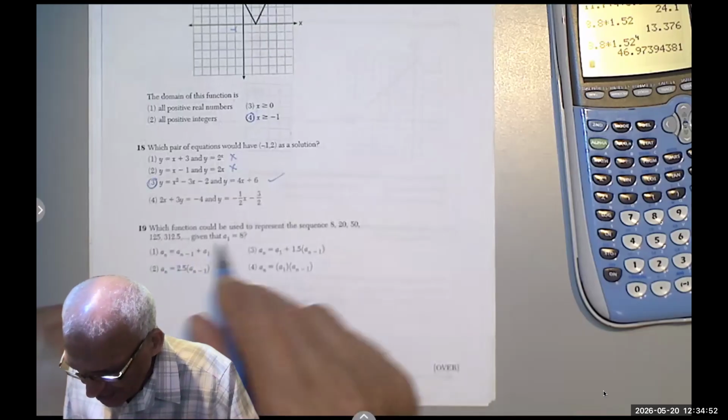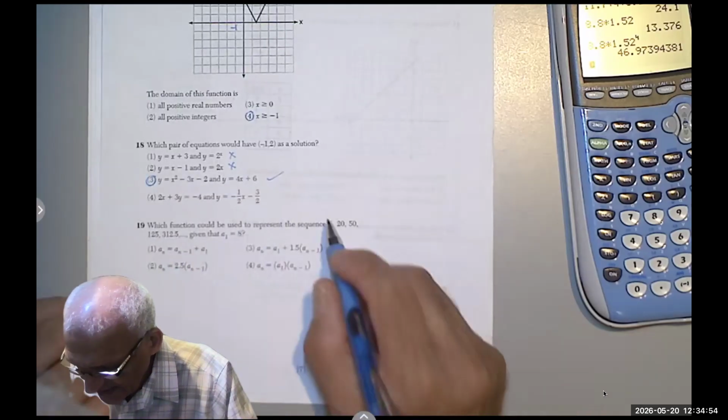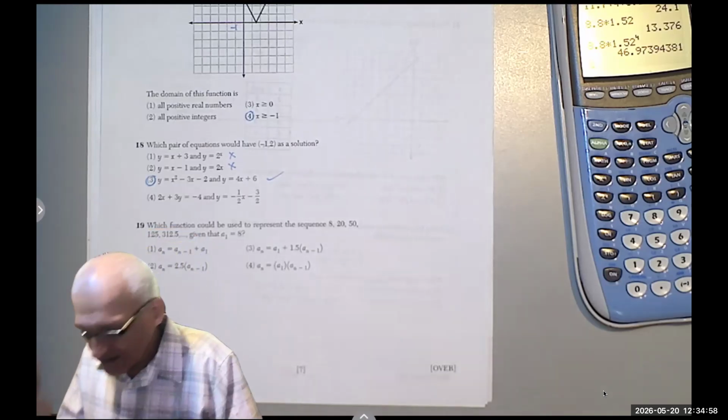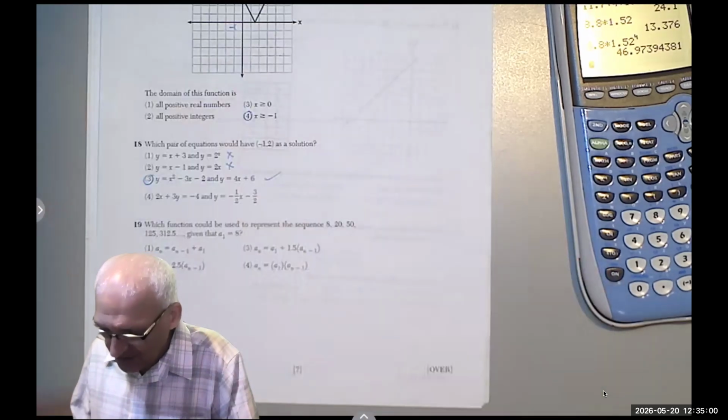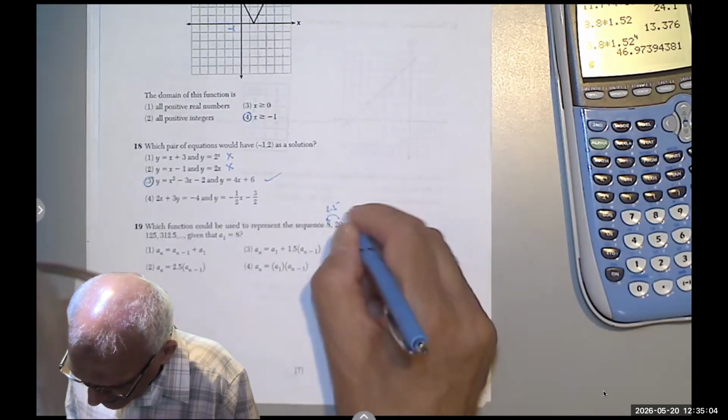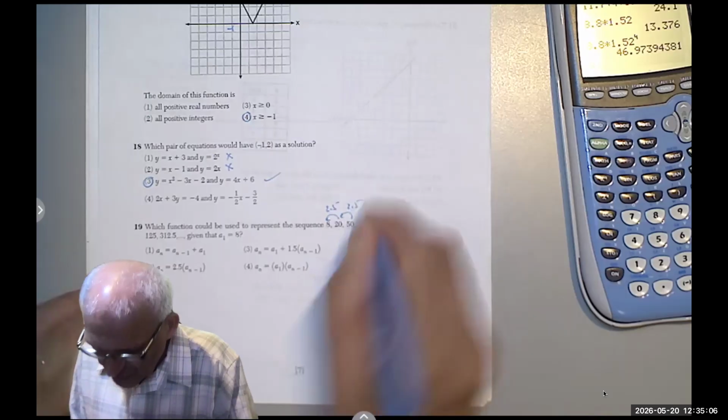Which function could be used to represent the sequence 8, 20, 50? You can see that that's not an arithmetic sequence, that is a geometric sequence. If you divide 20 by 8, you get 2.5. 50 divided by 20 is 2.5, and so on and so forth.